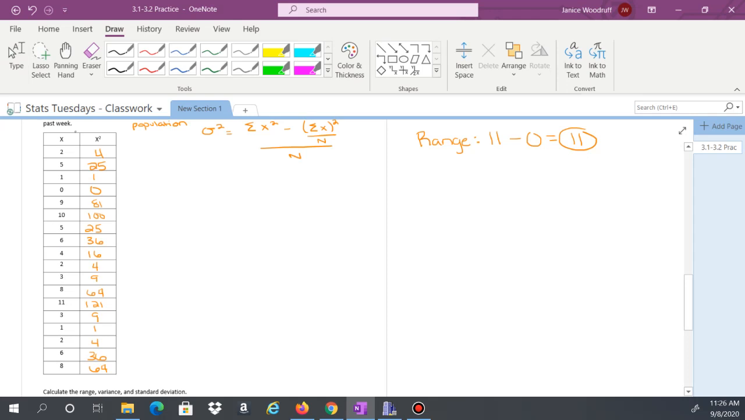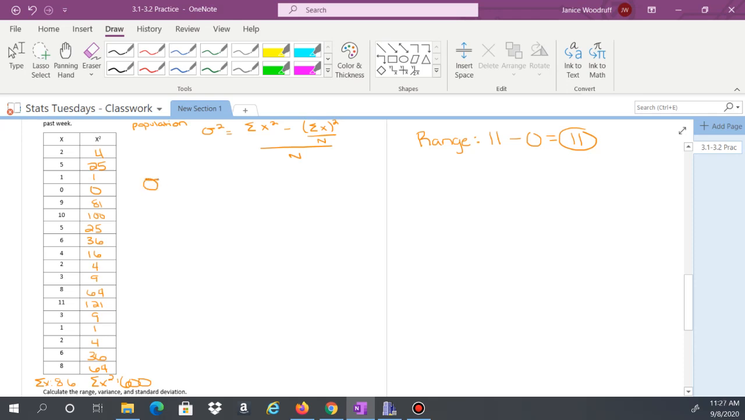86. Good. Okay, so add all these together, we're going to get 86. And then the sum of my x squared column, 600. Good. Okay, so we have our values. So let's go ahead and plug those into the formula.